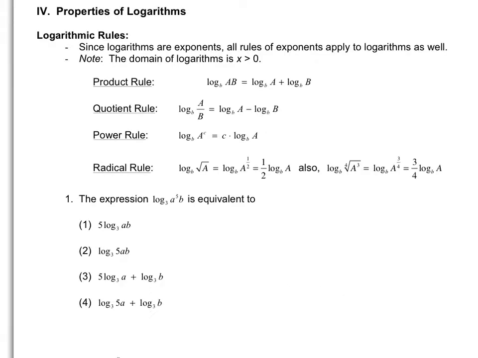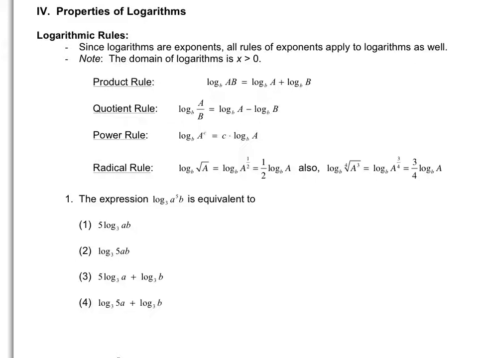Today we're going to talk about the properties of logs. Logarithmic rules. Since logarithms are exponents, all rules of exponents apply to logarithms. Remember when we had a common base with exponents and we were multiplying, we actually added the exponents? Well, it's kind of similar with logs. Product rule means that if we're multiplying, we change it to addition. For division, we change it to subtraction.